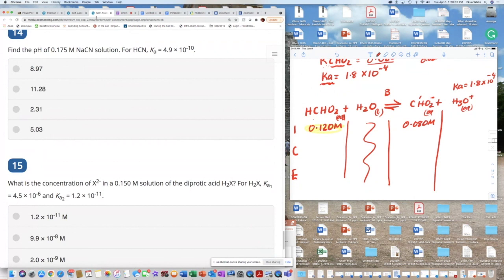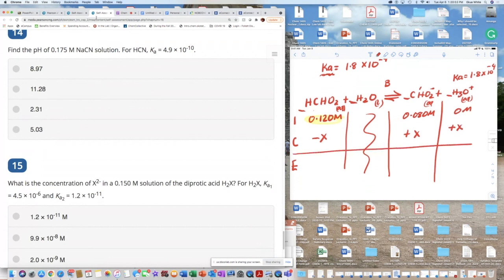Usually we're not. So this is going to be 0 molar, like regular. Just like before, we do our change in terms of x: negative x, negative x, positive x, positive x. Then you add these: 0.120 minus x, 0.080 plus x, and then x.